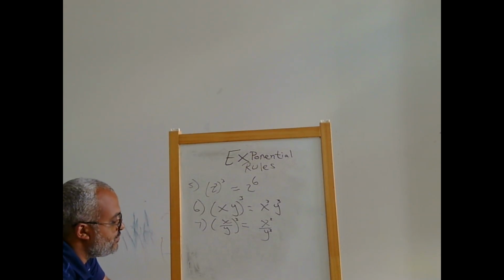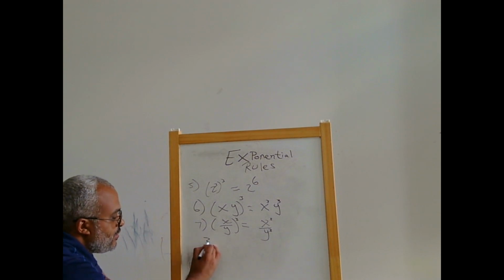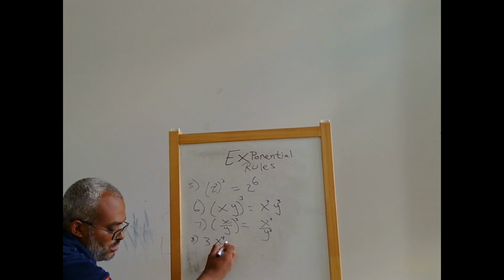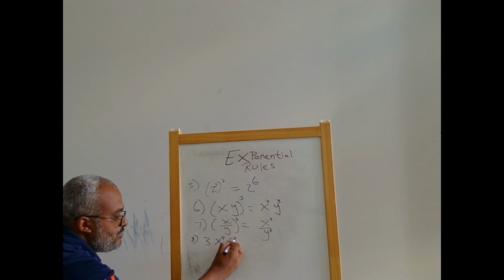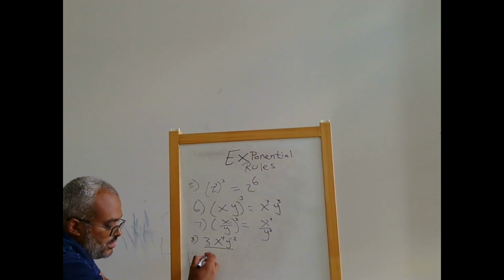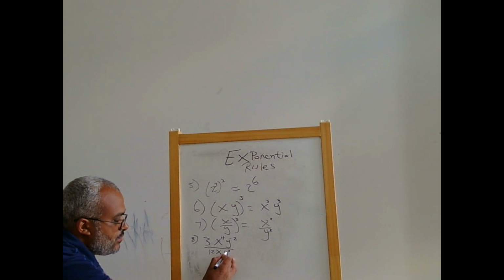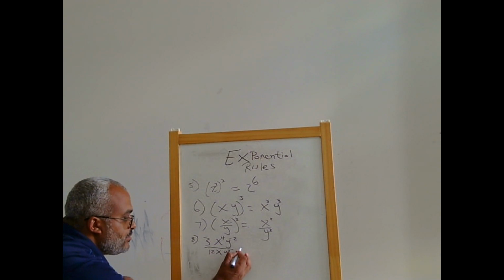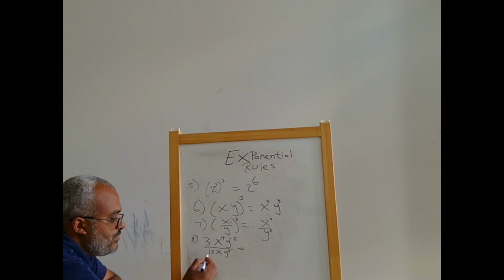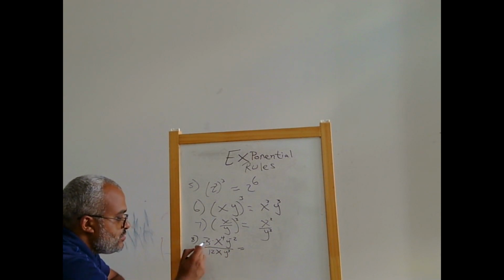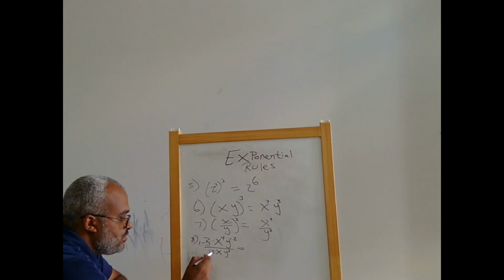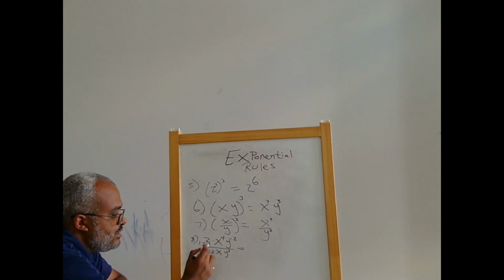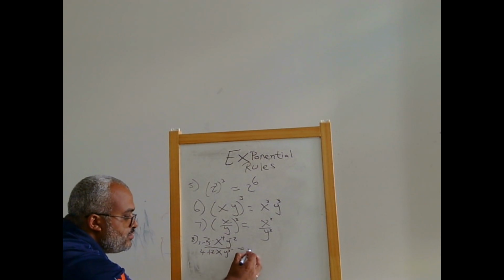Let's say you have 3x to the power of 4, y to the power of negative 2, divided by 12 x y cubed. Let's take it one by one. I have 3 and 12, and this can simplify. 12 divided by 3 gives you 4, that's right.